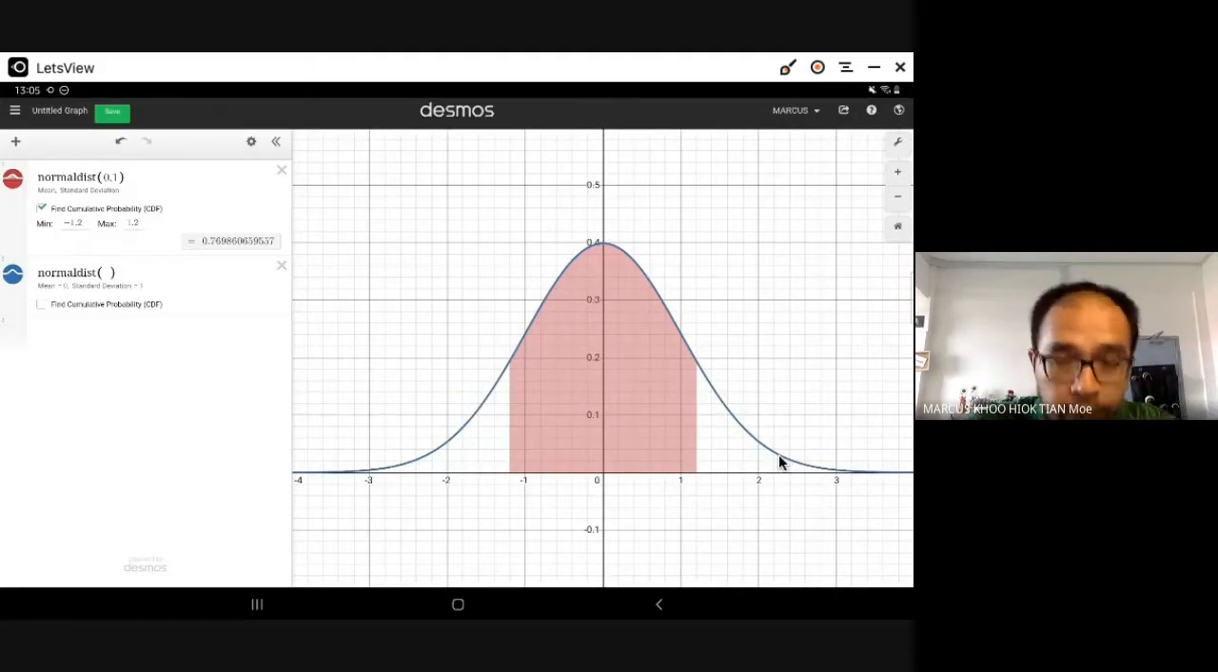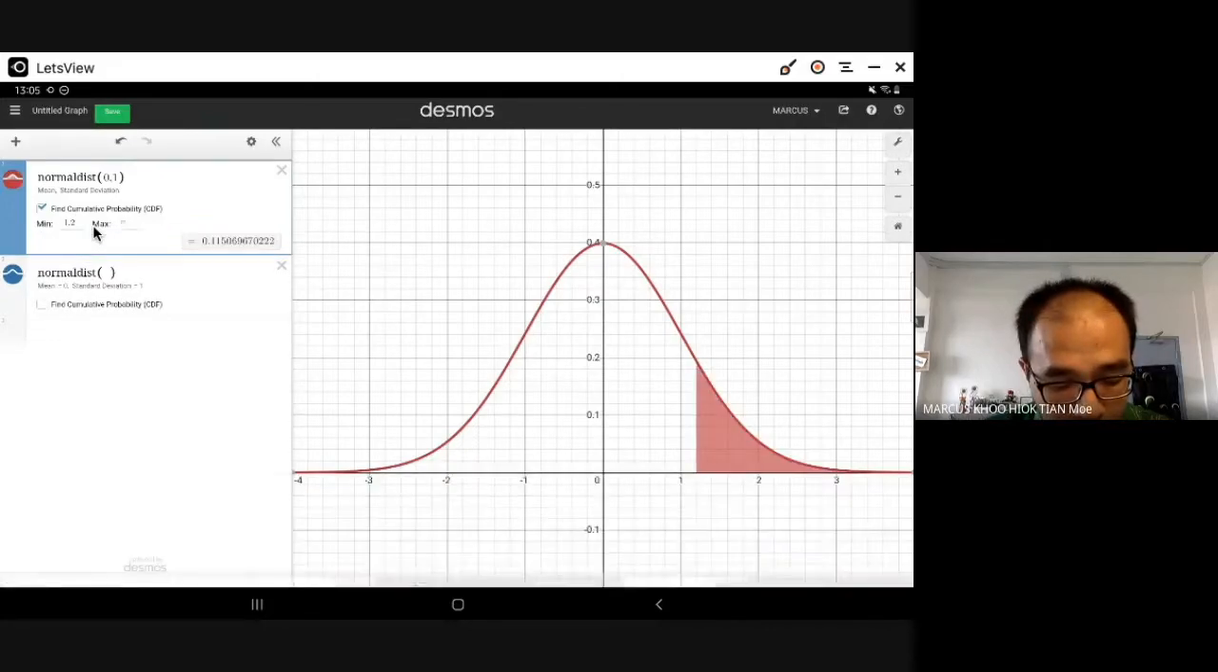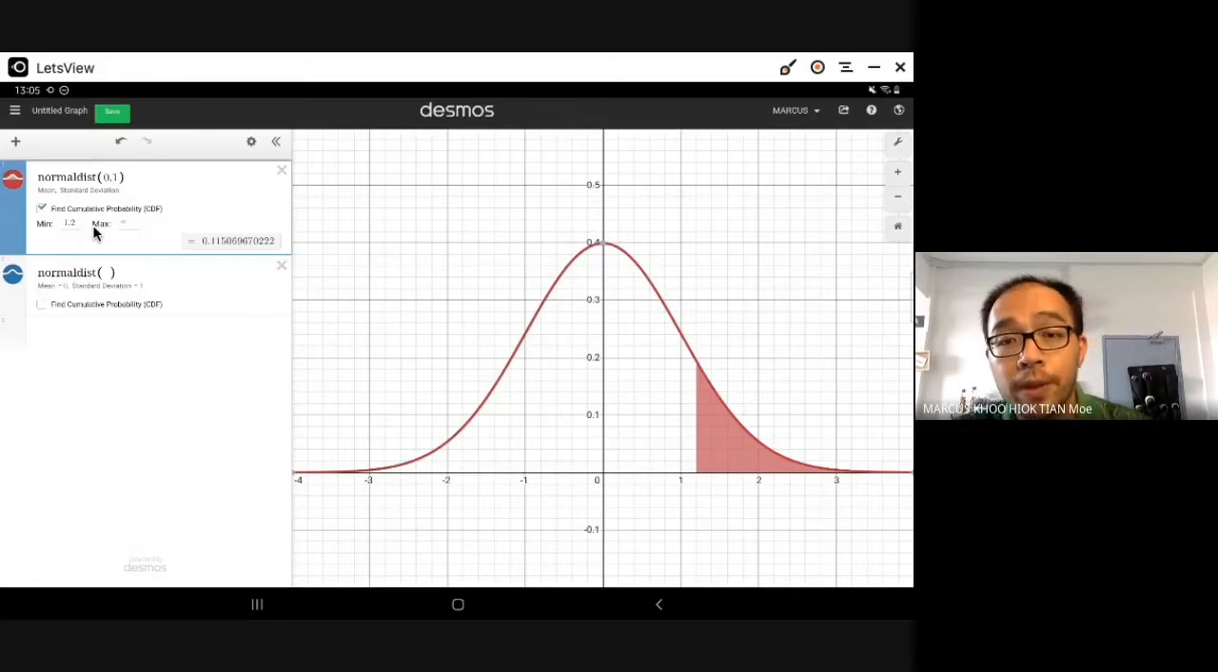Or you can get it from the probability just now. 1.2 over here is what? 1.2 over here is a 0.11 something, right? Okay, hold on. Let me do this. 1.2 to infinity. Now over here 0.1151, 0.1150. So this is 1.2 onwards, which the table tells us.